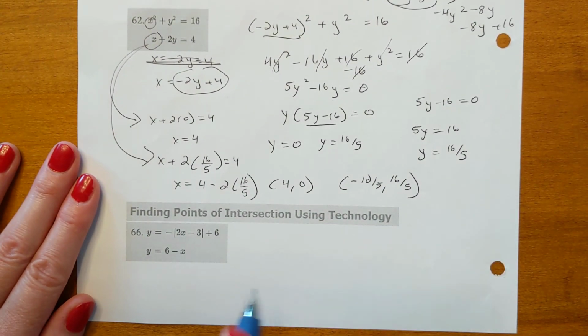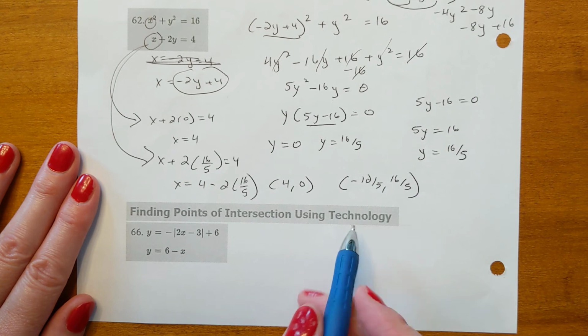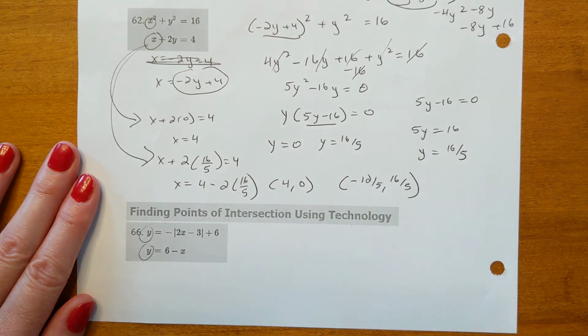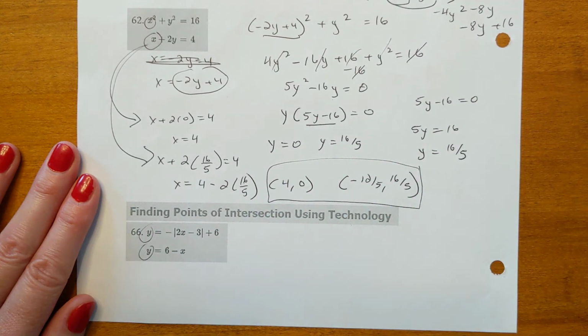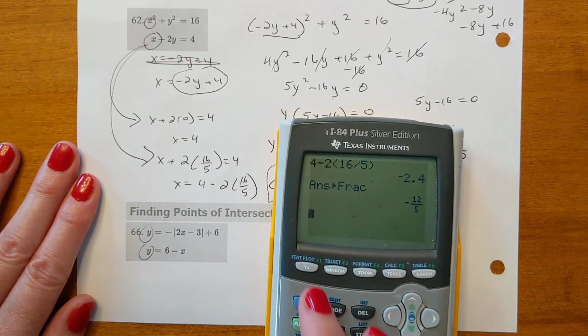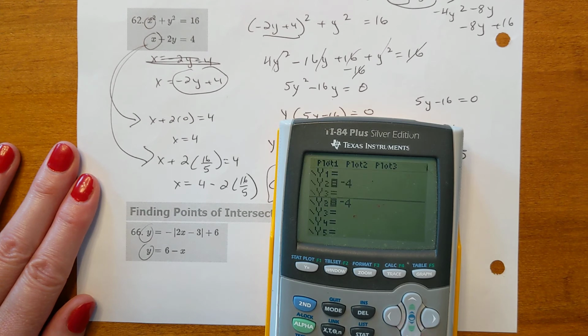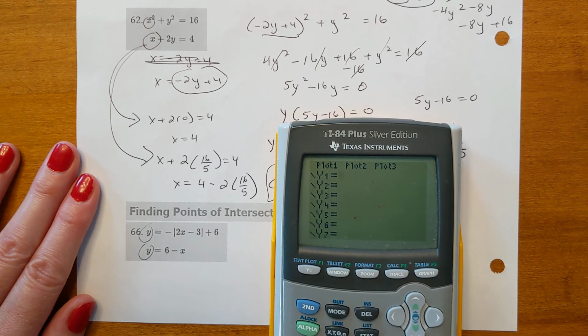Okay, next one. They want us to find the points of intersection using technology, and they solved them both for y, so that makes it really easy. So since they're both solved for y, just stick it in there. So we've got negative absolute value, that's under the word math, and you go over to ABS, that's absolute value, 2x minus 3, and then plus 6, and the other one is 6 minus x.